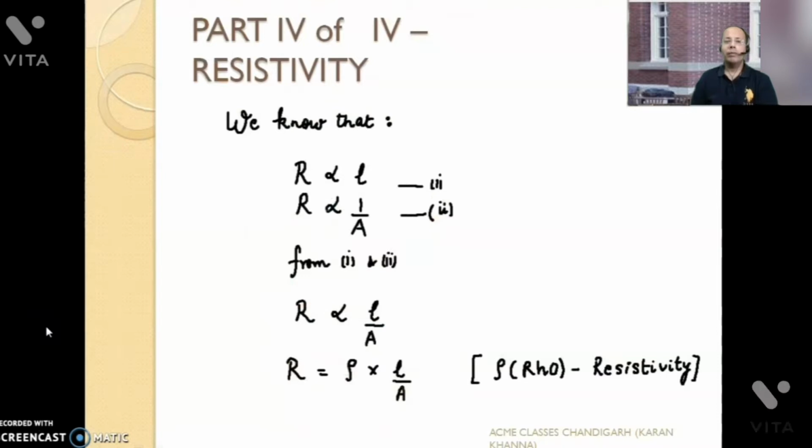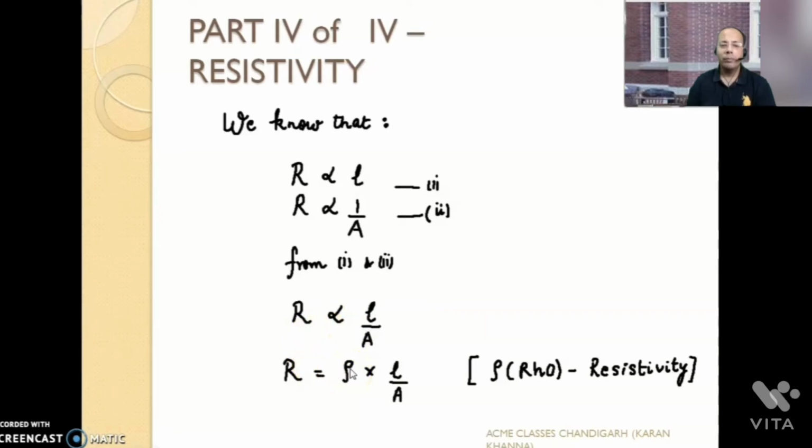To understand that, please refer to video number 3 in the series of 4, wherein we discussed that resistance is directly proportional to the length of the conductor and resistance is inversely proportional to the area of cross-section. Now, if you were to combine these 2 points, we could say resistance is directly proportional to L upon A. If I have to remove the sign of proportionality and put an equality sign, I need to put a constant. This constant is rho, symbol is rho, the concept is resistivity. The resistance is equal to resistivity into L upon A.